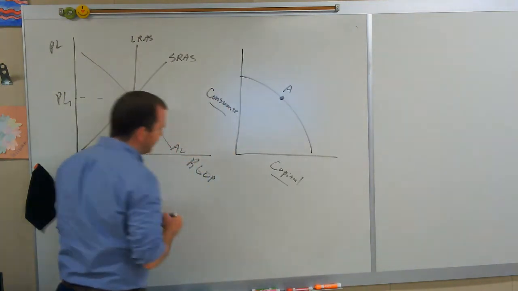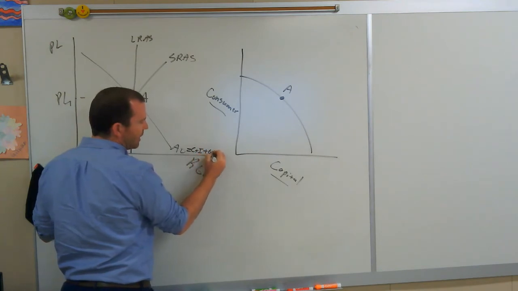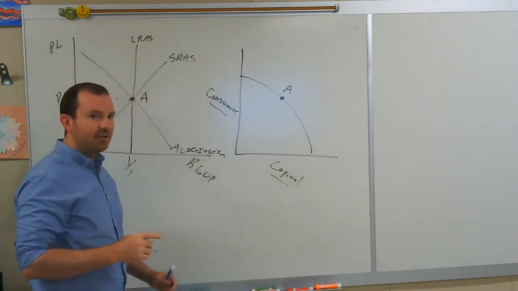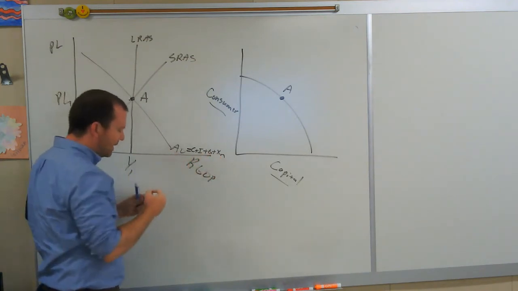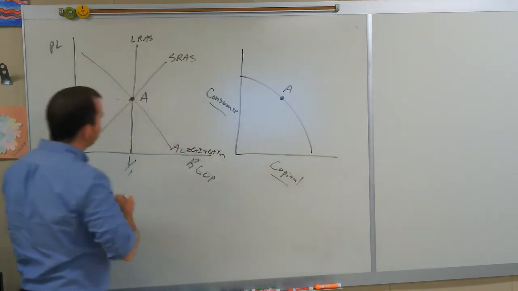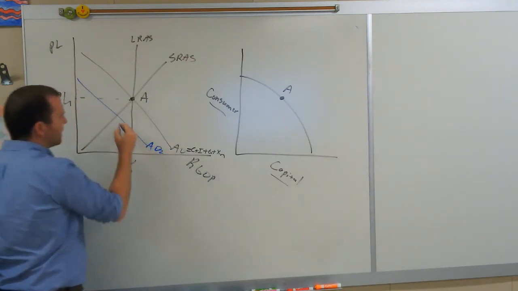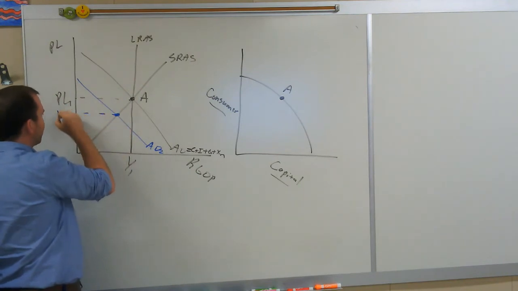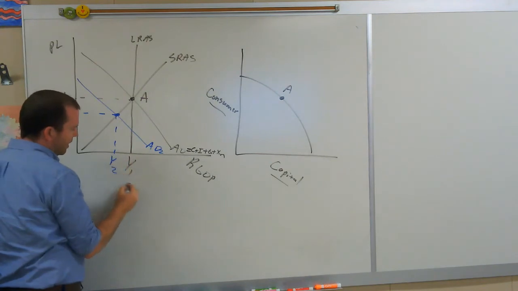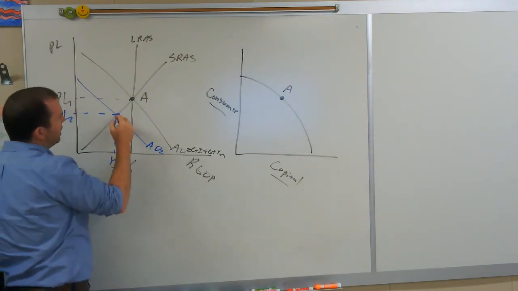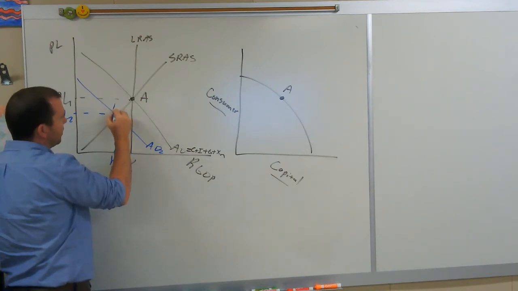Now, think about what AD equals: C plus I plus G plus X sub N. So if Canada goes into recession, X sub N is going to decrease, and if X sub N decreases, AD is going to decrease. And when that decreases, here's what happens. Our price level drops, and our output goes down. Now we're here at point B.